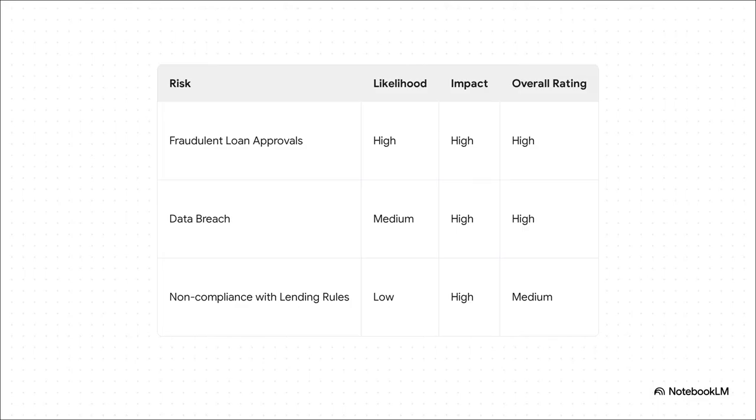And this is where a tool like a risk matrix is just brilliant. As you can see here, we're mapping it out. For fraudulent loan approvals, we said it has a high likelihood and a high impact. Well, that gives it an overall high rating. That one? That goes straight to the top of our list. A data breach might be less likely, so medium likelihood, but the impact is still high. This simple table immediately gives you a crystal clear view of where you need to focus.